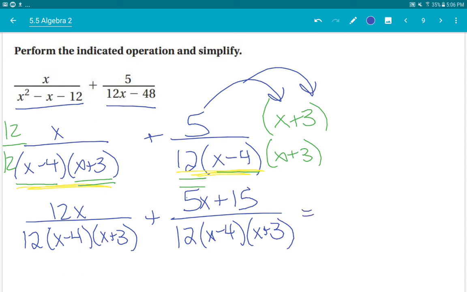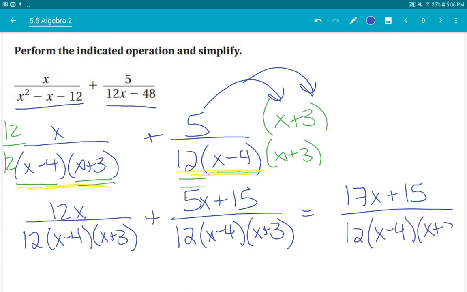Then we add, so that's going to give me 17x plus 15 over 12 times x minus 4 times x plus 3. And there you go, there's your answer. So again, factor your denominators first. Compare both denominators to see what's missing, what can you use, what can we multiply by. You must multiply the numerators and then just go ahead and finish the operation, whether it's addition or subtraction.